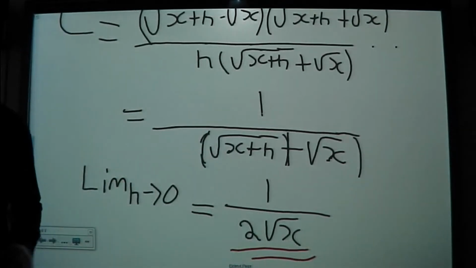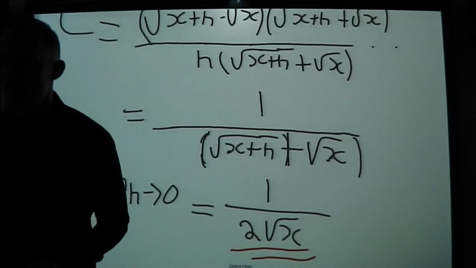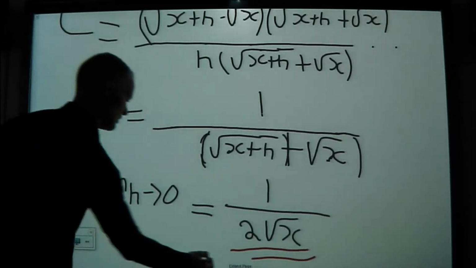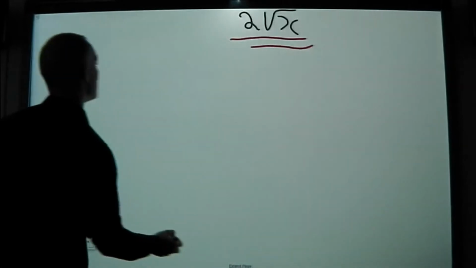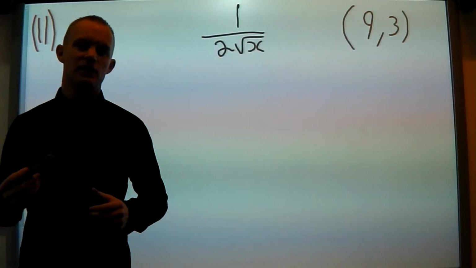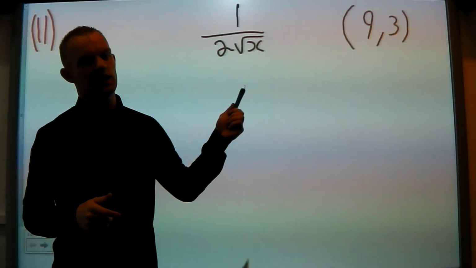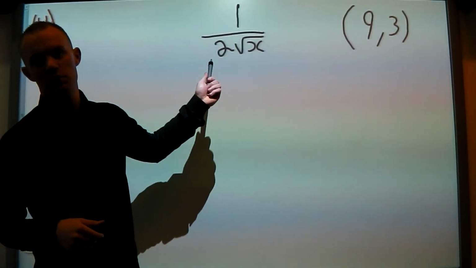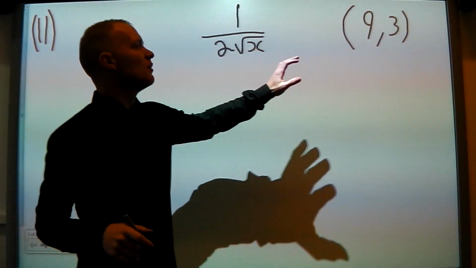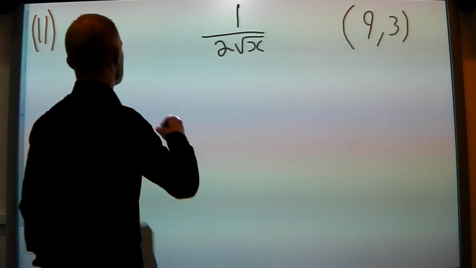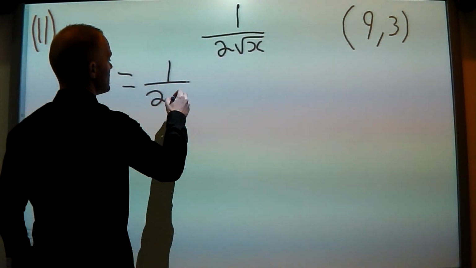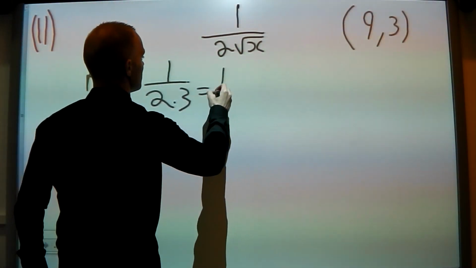And our next question here was, find the equation of the tangent to the curve at the point 9, 3. Right, that's our slope. So we're asked to find the equation of the tangent at the point 9, 3, whose slope is 1 over 2 root x. Well, we know the slope is 1 over 2 root x, so we fill in 9 as the x value. So the slope m is equal to 1 all over 2 times root 9, which is 3. So that's equal to 6.